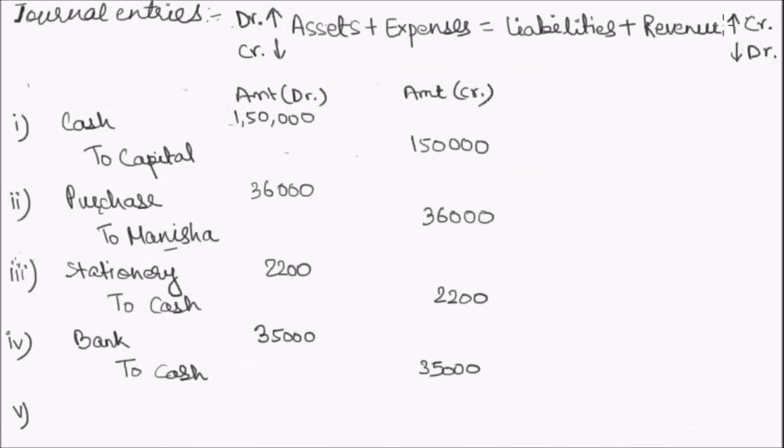credit. And you can also understand it in another way, like any sales would decrease the number of stocks available with the firm, so that would be a decrease in asset. So in that way also the sale needs to be credited.